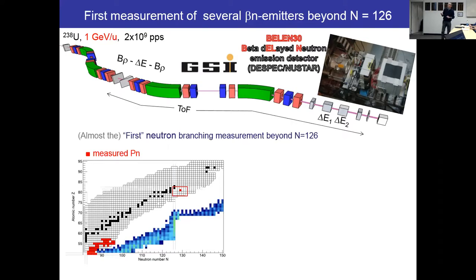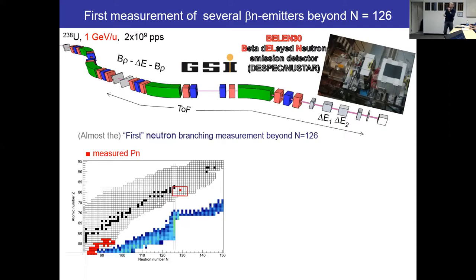Now, this was impinging onto a beryllium target, and then here, by means of fragmentation reactions, we were producing the nuclei of interest, which were selected by means of the fragment separator using the B-rho method. So this is a series of dipole magnets and quadrupoles, and also two degraders in the first and the second focal planes to induce separation in the exotic nuclei. So here you can see the region that we studied in this experiment.